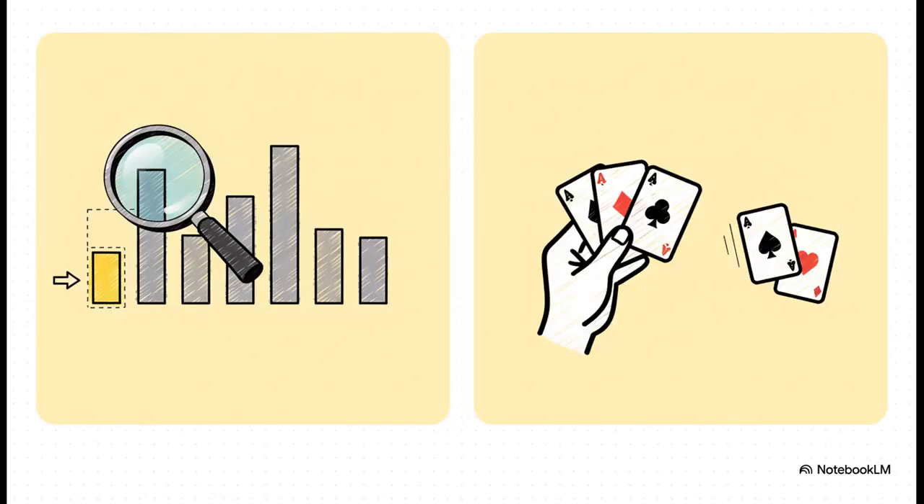Now, there are a couple of other simple strategies, like selection sort and insertion sort. With selection sort, you scan the entire list, find the absolute smallest thing, and just stick it right at the beginning. Then you do it again for the second spot, and so on. Insertion sort is more like how you'd actually sort playing cards in your hand. You pick up one card at a time and slide it into its correct spot among the ones you're already holding.